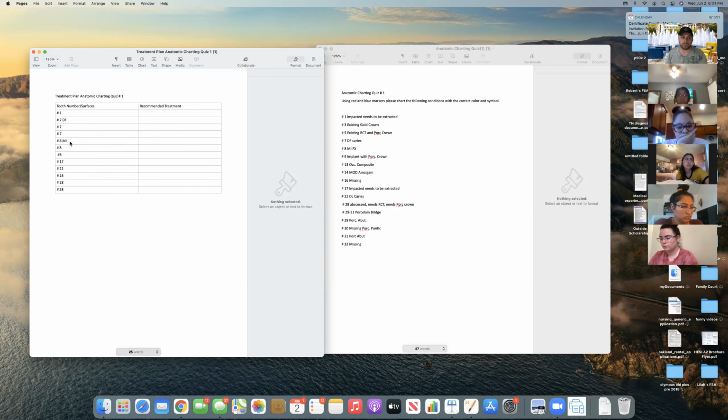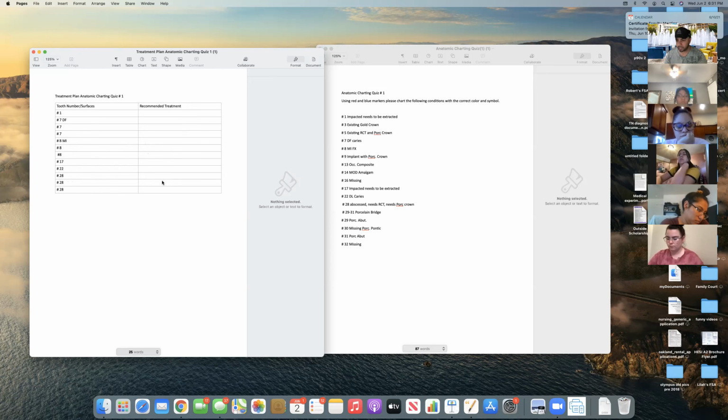The same thing you would do for number 8. Number 8 has a mesial incisal fracture. So we can do a mesial incisal composite, we can do a veneer, or we can do a crown. Those are the reasons why we have multiple teeth here. Here we have number 28. Number 28 is an abscess. It needs an RCT and it needs a porcelain crown. So number 28 can be an RCT and a porcelain crown, or we can extract number 28, right?